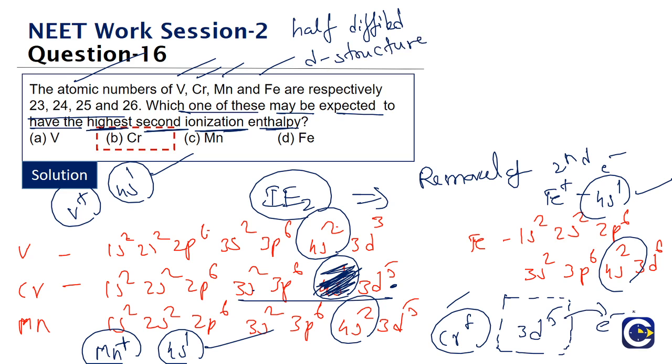Chromium. Because chromium, after removal of one electron, will come to 3d5. Now the second electron we have to remove from the 3d5 structure. We are trying to move chromium out of a stable half filled d structure, and that is going to require a lot of energy. That is the reason why the second ionization enthalpy value of chromium is substantially higher than the other elements.